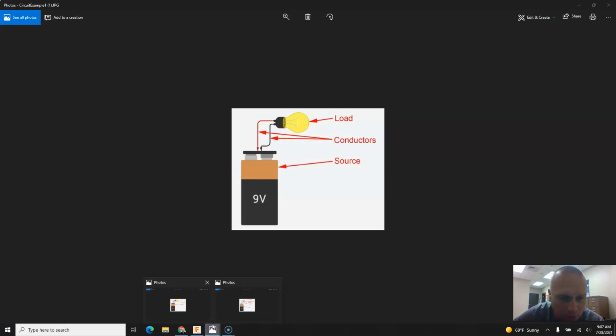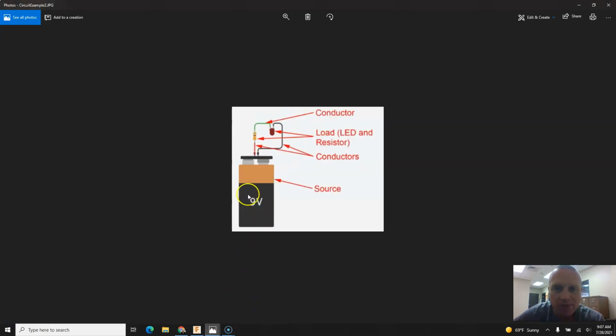In the next example we'll look at, you can see again we have a source, the same source, a 9-volt battery. We have conductors, and again the conductors are what transmit a path for the electricity to flow. We also have a load. In this case, our load is an LED, but we also have a resistor. An LED is a very efficient way to create light, and so it uses this power source very efficiently.